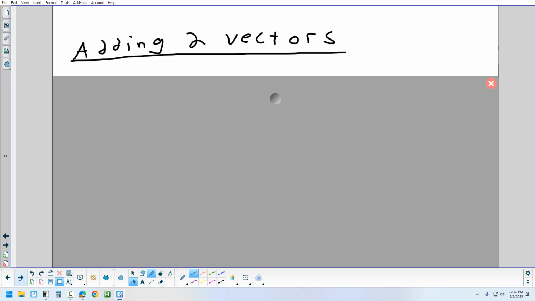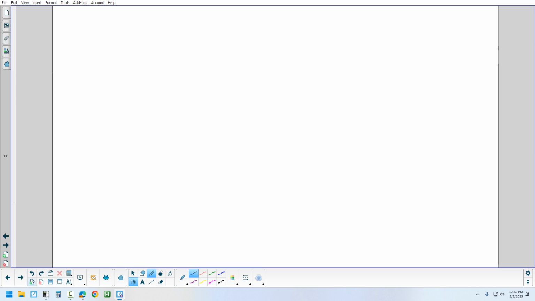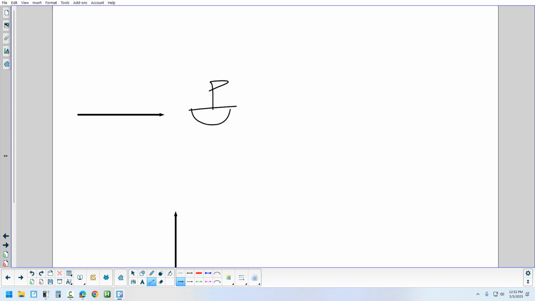Let's look at what happens when we add two vectors together. Say we have a boat out here, and we have wind blowing that way. If that's the only thing happening, what direction is the boat going to go? Up. On the screen here, the boat would go off the screen. Now, what would happen if we took away that wind, and then we had a wind blowing this way? The boat would go to the right.